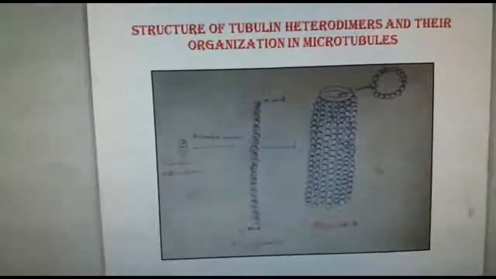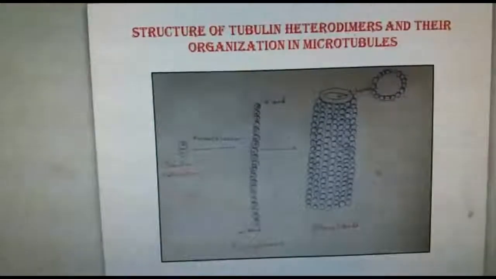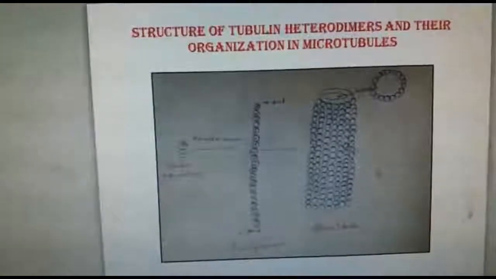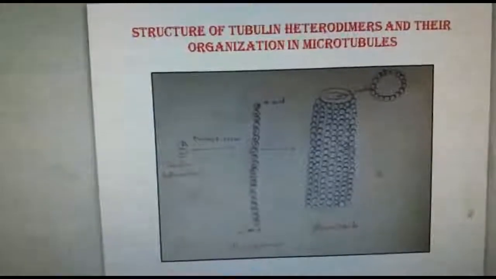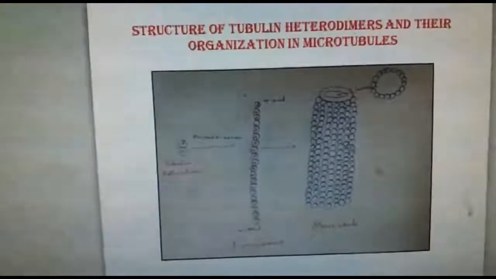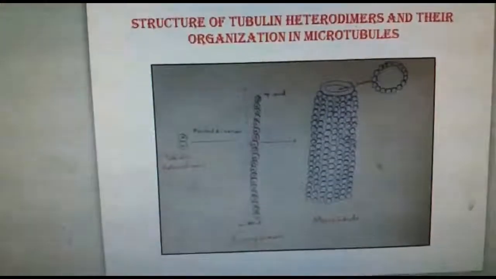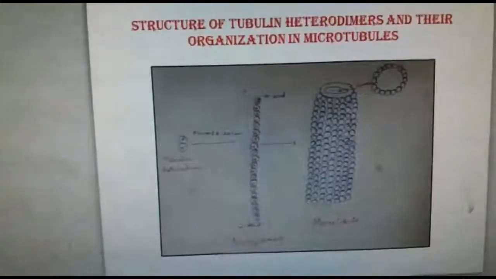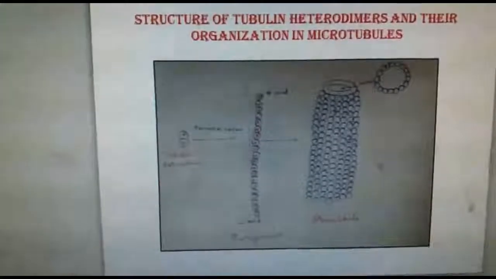The 13 protofilaments are aligned in parallel with the same polarity. Beta tubulin subunits of all protofilaments face one end of the microtubule, and the alpha subunits face the opposite end. The ends are designated either plus or minus based upon their different dynamic and structural properties. Beta subunits are exposed at the plus end, which is called the fast growing end, while the alpha subunits are exposed at the minus end, which is the slow growing end.